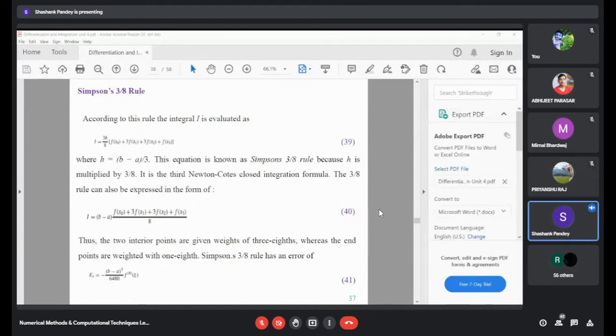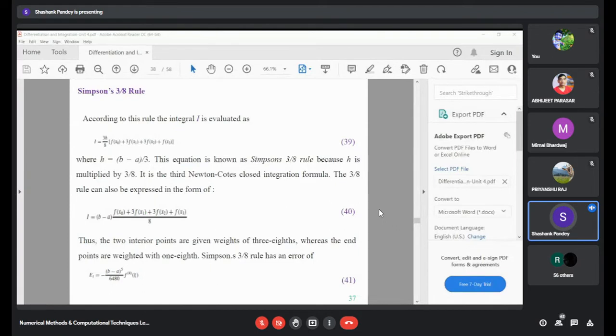So, today we'll start Simpson's 3/8 rule. We have earlier seen Simpson's 1/3 rule, the single application of Simpson's 1/3 rule, and the composite Simpson's 1/3 rule. So today we'll see what is this Simpson's 3/8 rule.